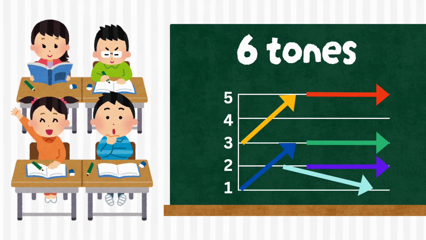There are 3 flat tones, 2 rising tones, and 1 dropping tone in Cantonese. The red arrow represents tone 1, which we will discuss. But first, listen to the differences among the 6 tones in 4 examples.